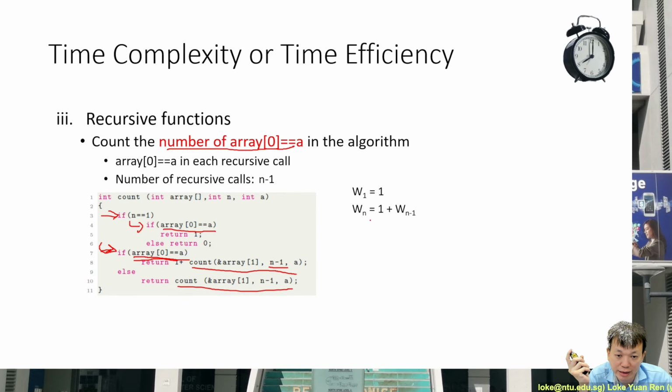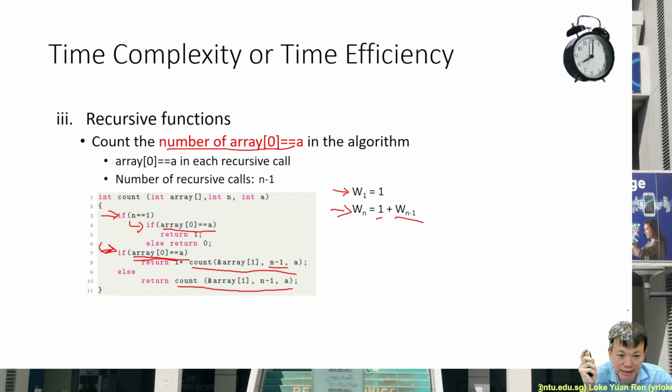Then when you have n, how about n? It means that you yourself did one comparison, plus the number of comparisons you did in n minus 1. So that is the total number you execute in problem size n. Agree? Such an equation is called a recurrent equation. Once you come up with this recurrent equation, and you also know the base case, which is when n equals 1, you only did one operation.